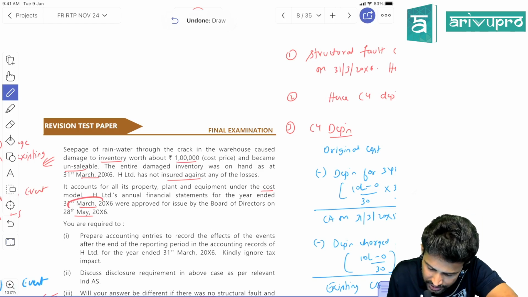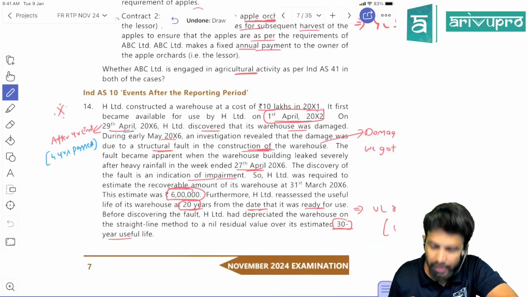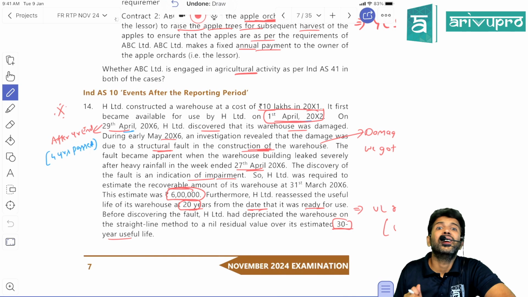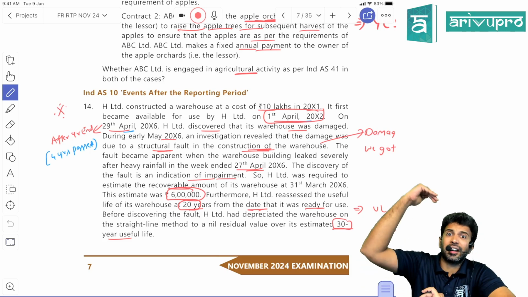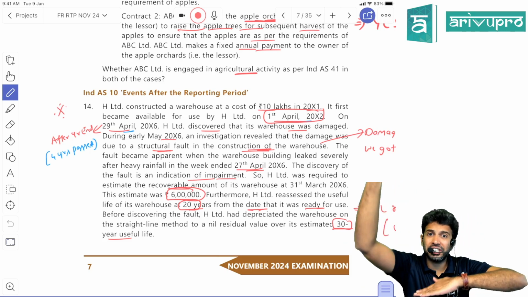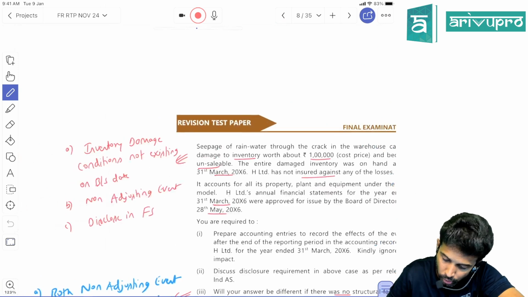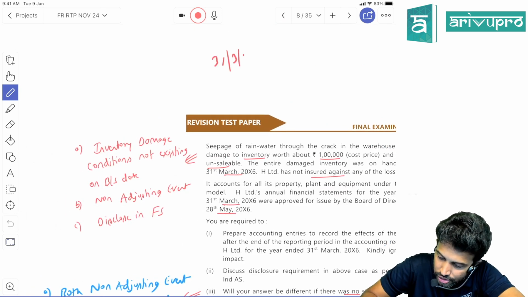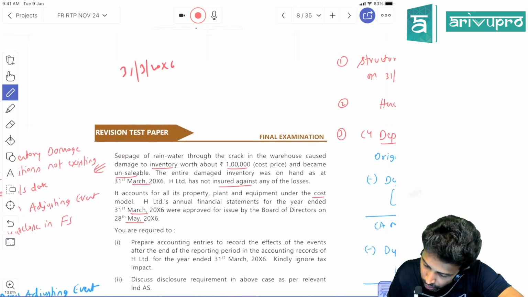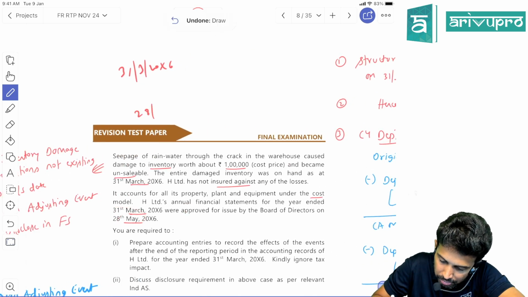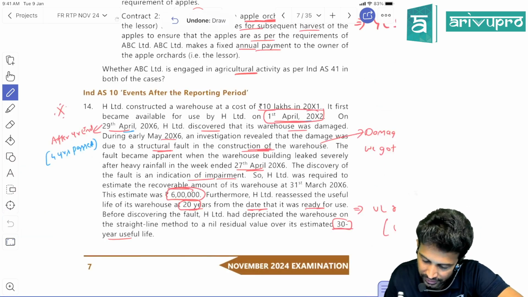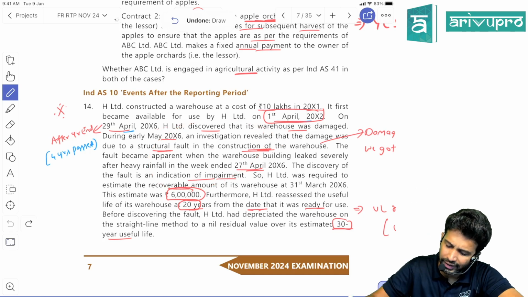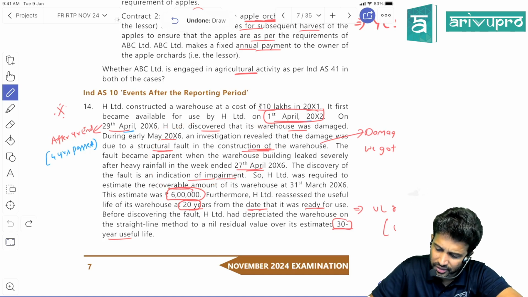The current year is ending on 31st March. Moreover, check for it to be an adjusting event. First, it should be an event. For you to call it an event, it should occur within a particular window. What is that window? Balance sheet date and the date on which financial statements are approved. Here, the balance sheet date is 31st March 20x6 and the date of approval of financial statements is 28th May 20x6. This is the cutoff.